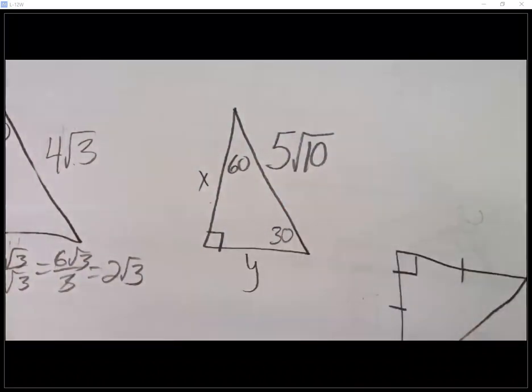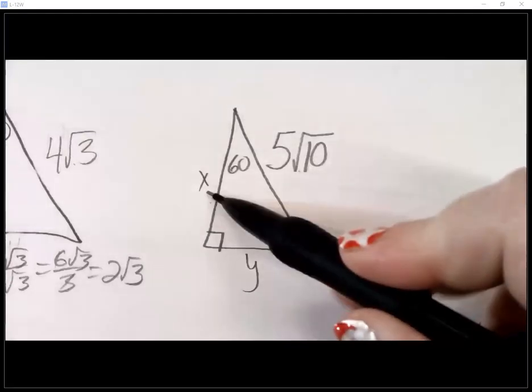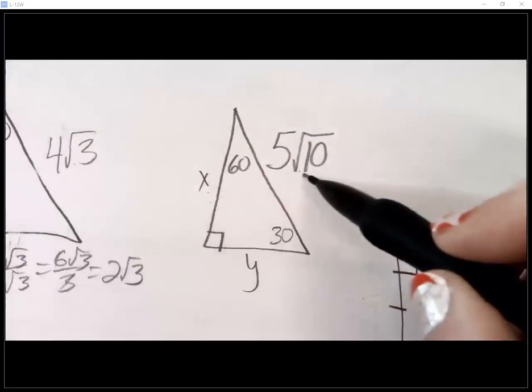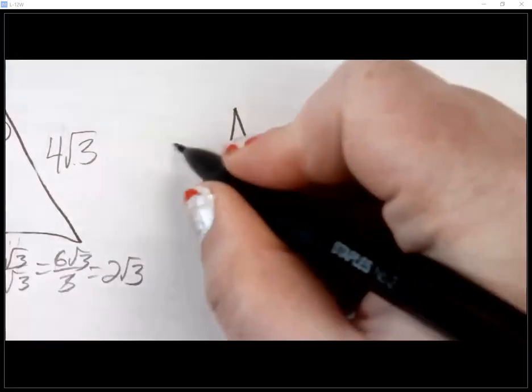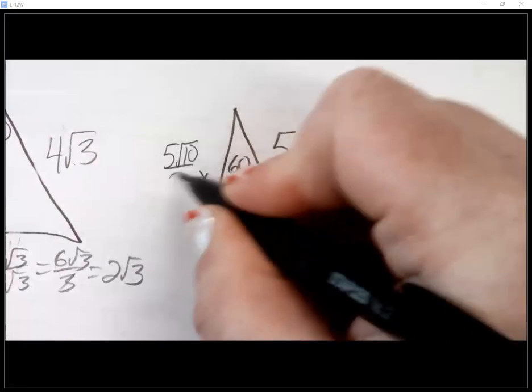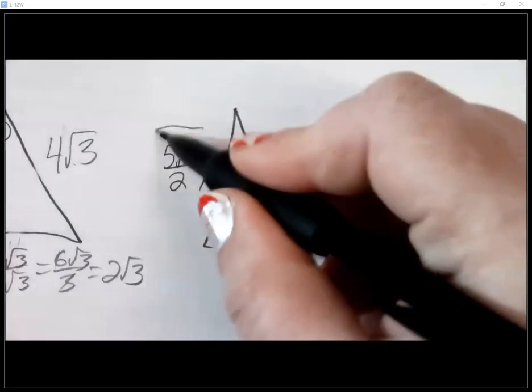So if that's my hypotenuse, this is now my short side. So I want to take this and divide it by 2, because normally I'd take the short side and double it to get the hypotenuse. So let's divide by 2 to get the short side. 5√10 divided by 2 does not simplify. I hope you didn't say something like 5√5. If you did, don't ever do that again. You can't reduce something that's in a radical with something that's not in a radical. So that would not be allowed.